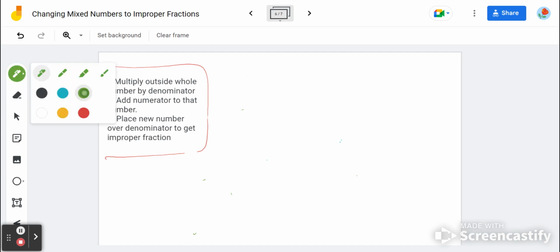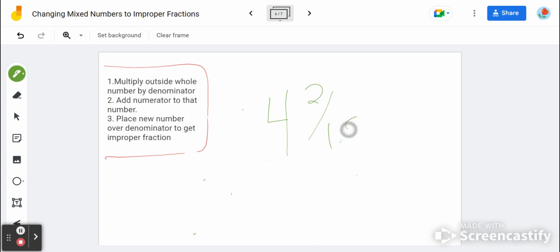All right, so our last example is going to be 4 2/15. So I use my same strategy. It might be a little more intimidating because I have a larger denominator here, but same strategy. Outside number times your denominator. And we can think about the clock here.